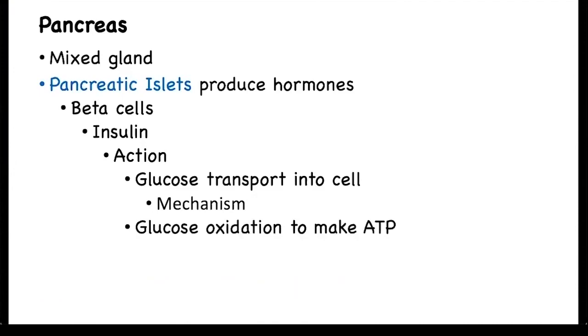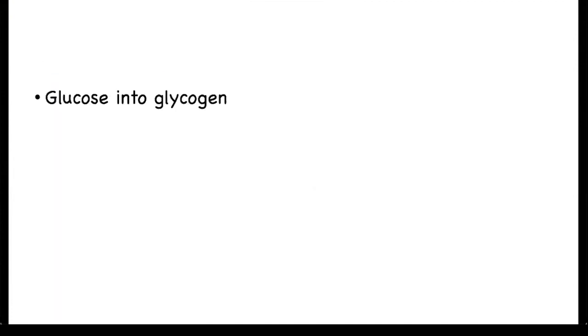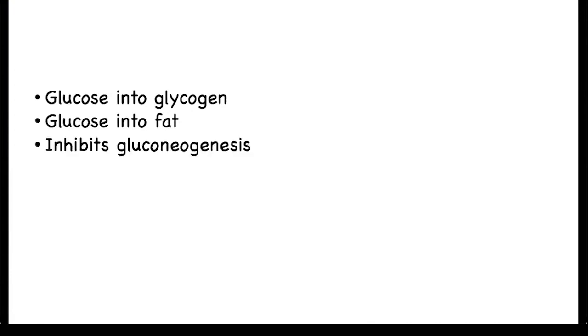In addition, insulin stimulates or increases glucose oxidation to make ATP. Once the glucose is inside the cell, reactions must occur in order to synthesize ATP. Insulin also stimulates the liver to store glucose in the form of glycogen. The liver also, in response to insulin, converts glucose into triglycerides. Both of these two actions are going to decrease blood glucose levels.